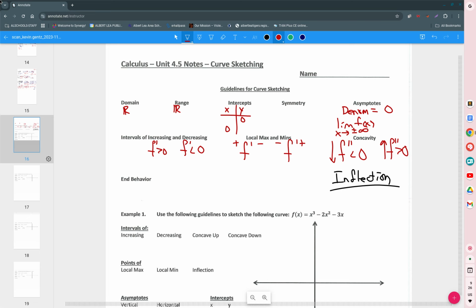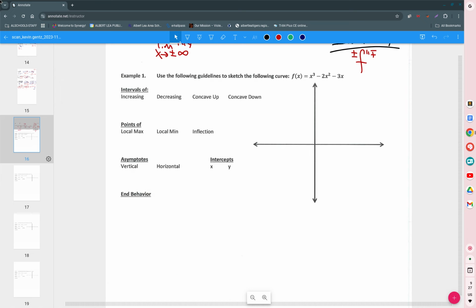Inflection happens where f double prime changes sign, positive to negative or negative to positive. And again, the end behavior of the graph, what happens as it heads out to positive and negative infinity? We use our awesome concept of limits in order to answer that question. And that will often determine for us asymptotes as well. So. We good? All right, let's navigate. Use the following guidelines to sketch a curve of this.